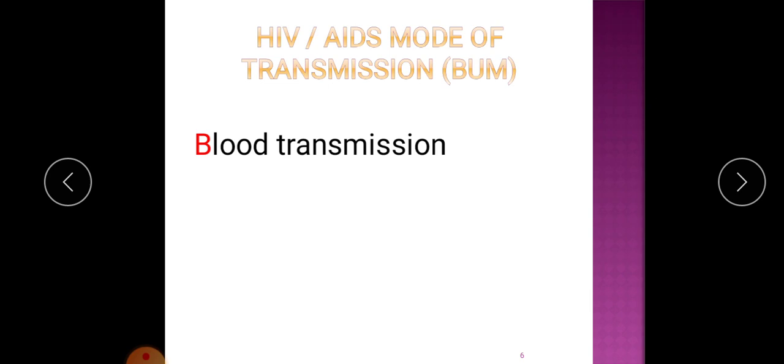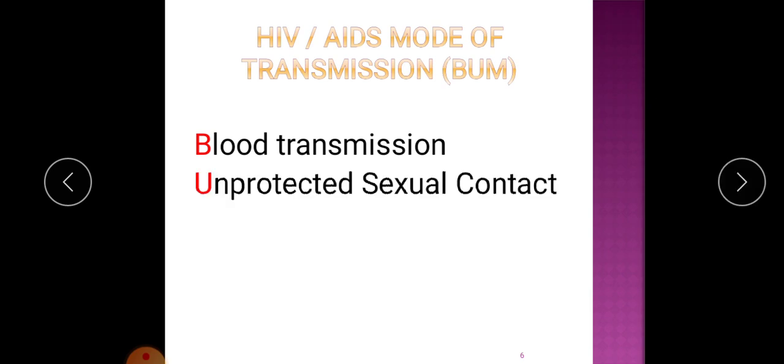For the modes of transmission of HIV and AIDS, we have a mnemonic, which is BUM. The first one is blood transmission. The second one is unprotected sexual contact. And M is mother-to-child transmission.